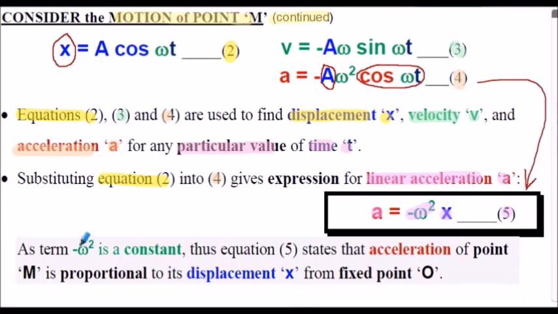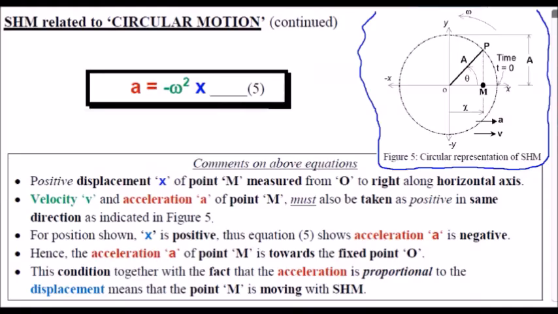And as the term omega squared is a constant, we have a constant angular velocity or angular frequency in our questions, equation 5 states that acceleration at point M is proportional to the displacement x from the fixed point O on our previous diagram. And that's a characteristic of simple harmonic motion, that the acceleration is proportional to the displacement from the mid position. Repeated equation 5 for convenience here.